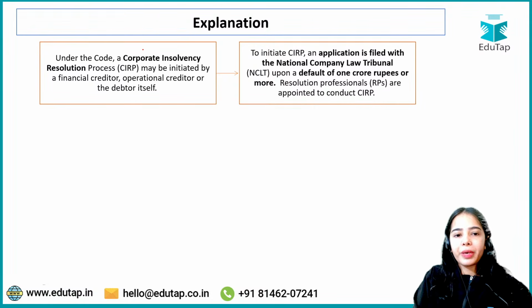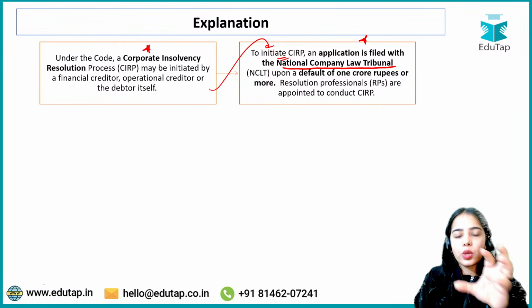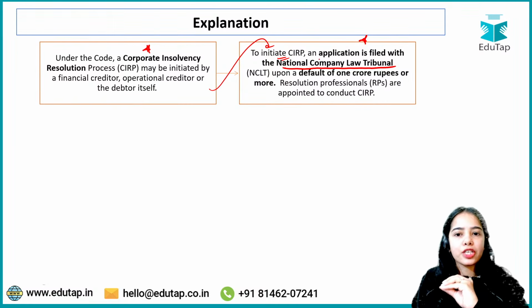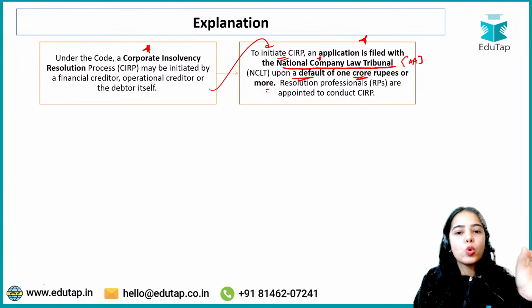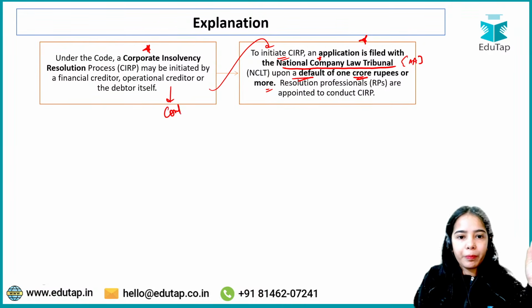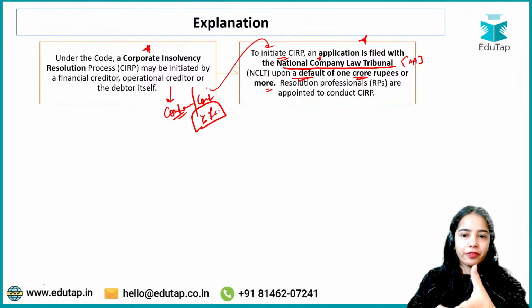So here we will focus more on the corporate insolvency because that is a bigger domain, okay? So to initiate the corporate insolvency resolution process, an application is filed with the National Company Law Tribunal. So either the financial creditor, the operational creditor, or the debtor itself can initiate the corporate insolvency resolution process by filing an application with the National Company Law Tribunal, that is the adjudicating authority that looks after the whole process of this insolvency resolution. Upon default, the application can be filed if a default of 1 crore rupees or more has happened, that means the corporate has defaulted 1 crore rupees or more than that, then the application of insolvency resolution can be filed with the NCLT, okay?